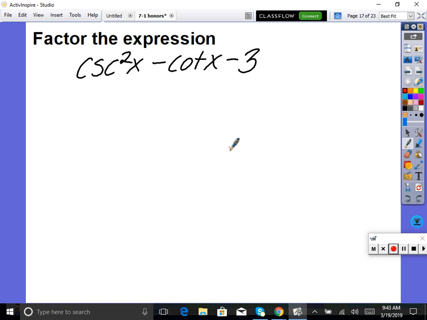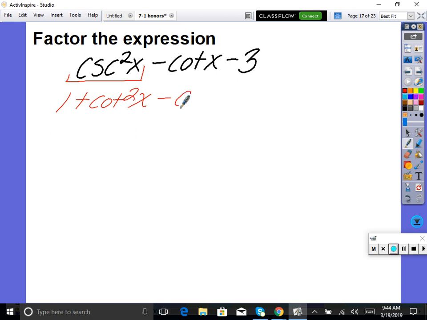Now remember, identities are equivalent true statements. Yes? Isn't that 1 plus cotangent squared cosecant? Yes, you're awesome. So you're saying that is equivalent to what? Well, would that be helpful? Yeah, because now don't we have a true statement with only cotangents in it?